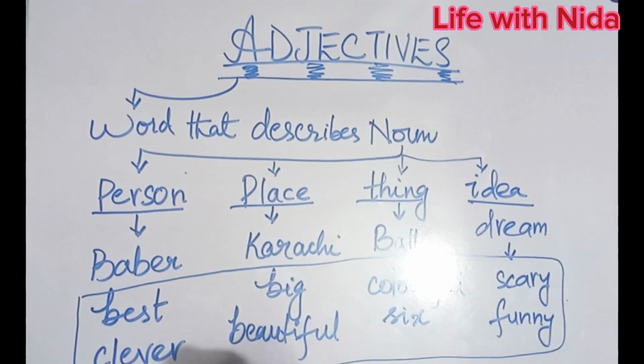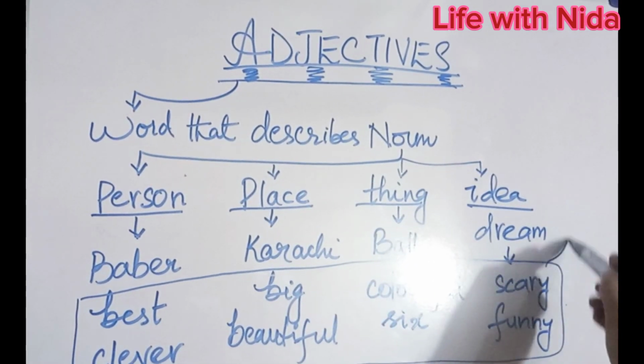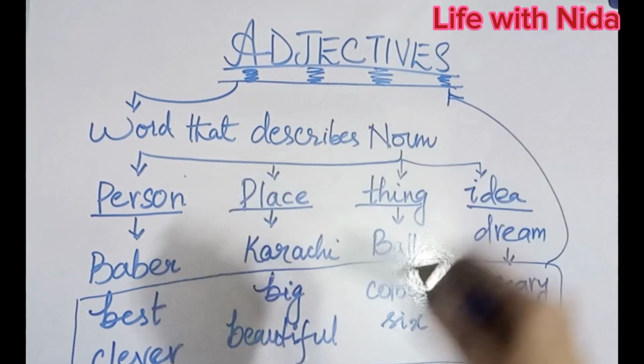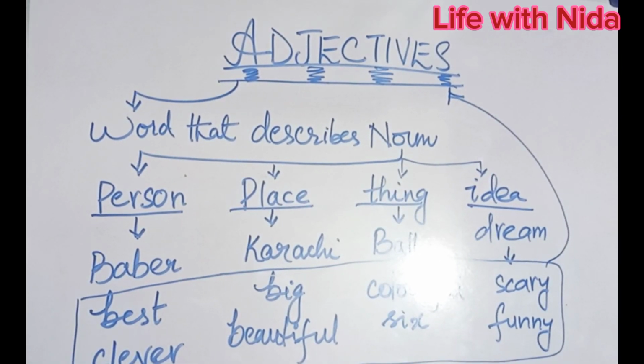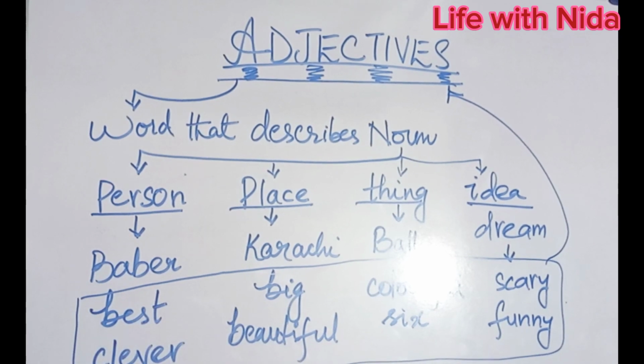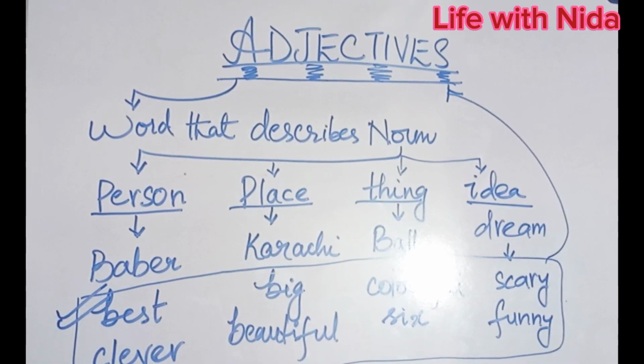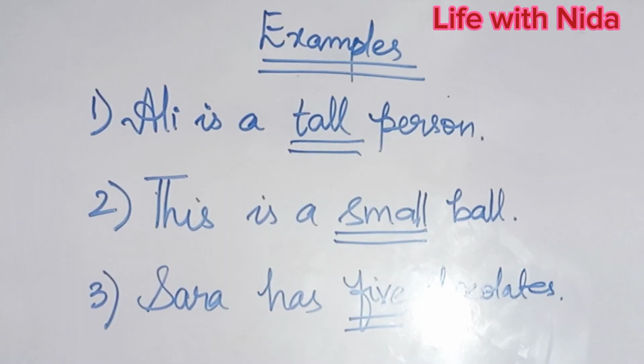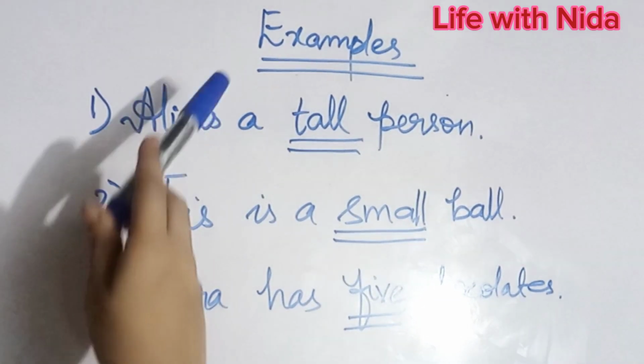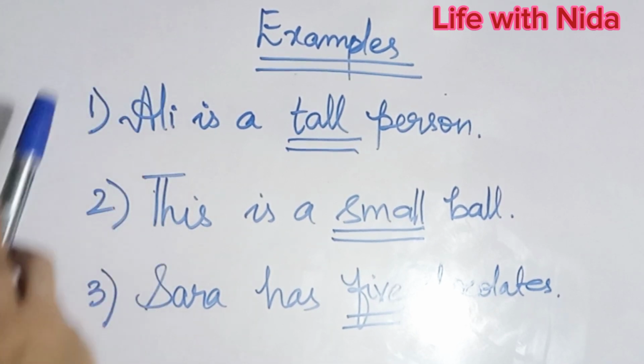Remember, noun and pronouns are the same. Pronouns are used in place of the nouns. So adjectives describe the noun and pronoun also. Now let's see some sentence examples to make things even more clear.